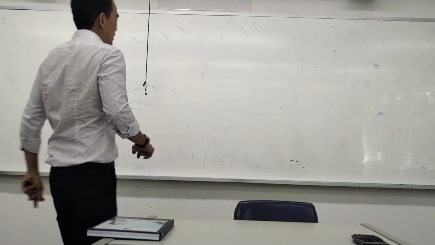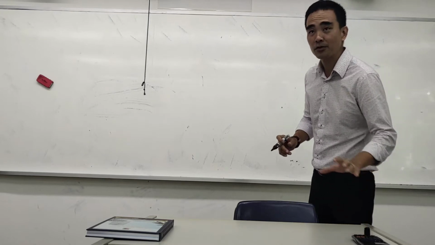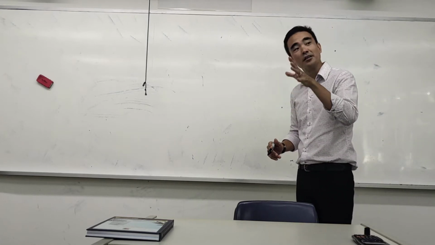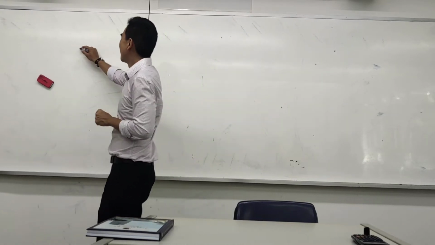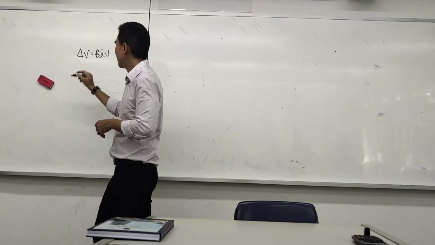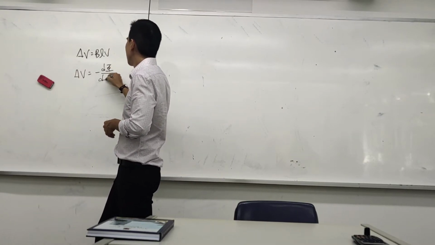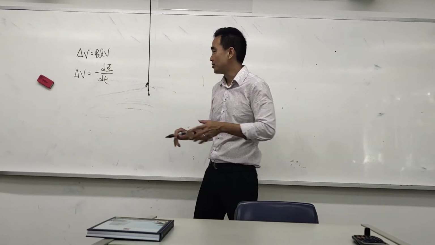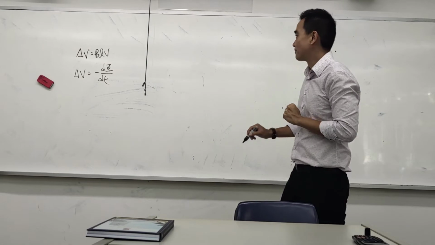Hello. As mentioned just now, I'll go through examples, and the first example concerns rods cutting across the field. Remember, there are two sorts of questions: delta V equals BLV, and also delta V equals minus dΦ/dt. I'll go through this one first, and then I'll go through the other. Let's take a look at the first one.